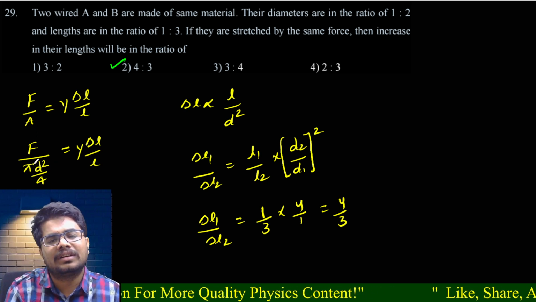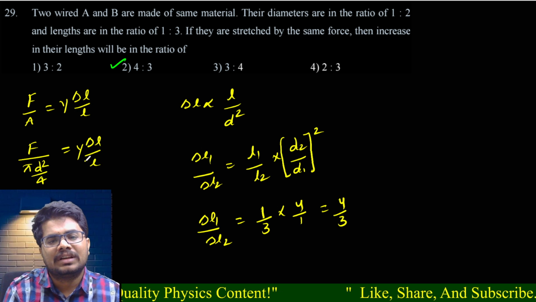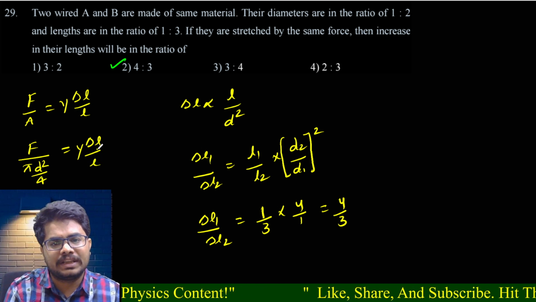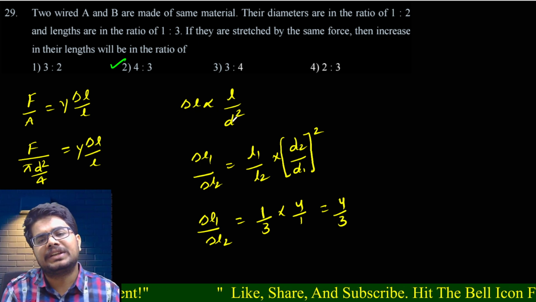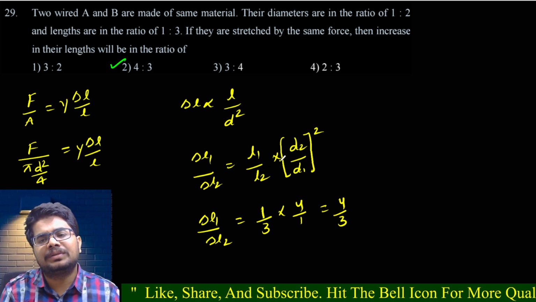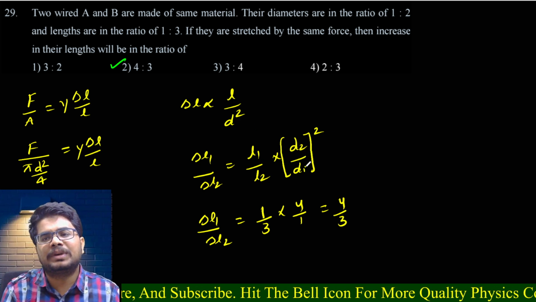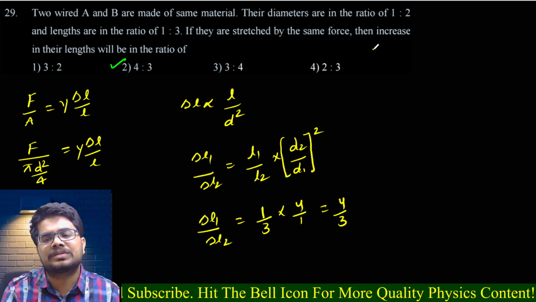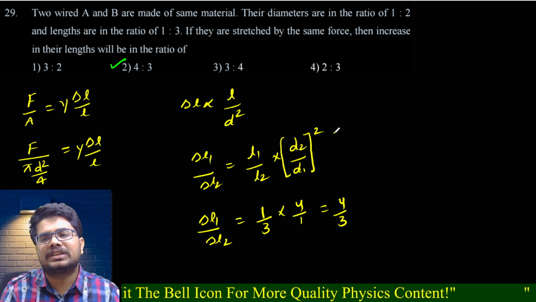If you observe here, F is constant, pi constant, 4 constant, Y constant because same Y. So what I need is L. L you send this side, it will come to the numerator. Delta L is proportional to L by d square. Means delta L1 by L1 equals L1 by L2 into D2 by D1 whole square. L1 by L2 value they gave is 1:3. D2 by D1 is not 1:2, it is 2:1, whole square. 2:1 whole square is 4:1. So what answer will we get? 4 by 3.